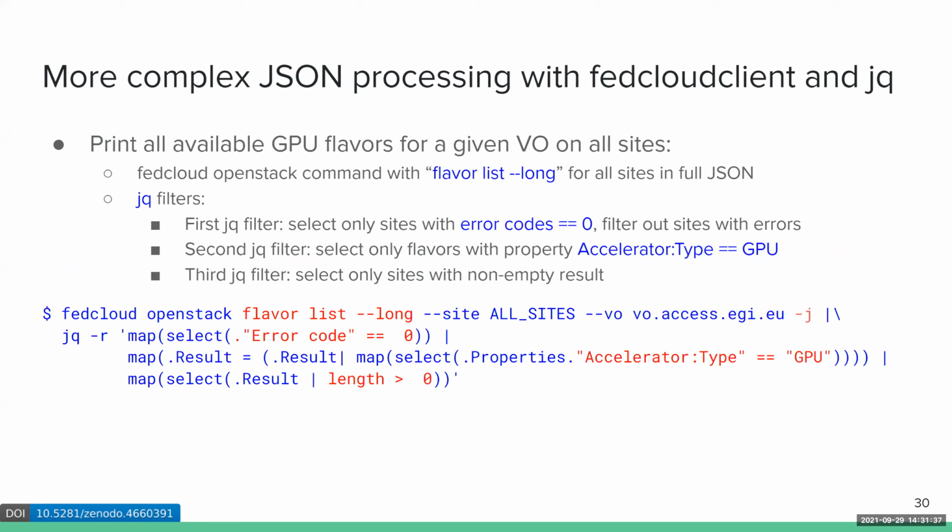You can make much more complex filters with some processing. For example, here you have three filters together. The first filter selects only sites with error code 0, which means without error. The second filter selects only flavors with GPU, and the third filter selects only sites with a non-empty region. And the command will print only the region of the flavors that support GPU.